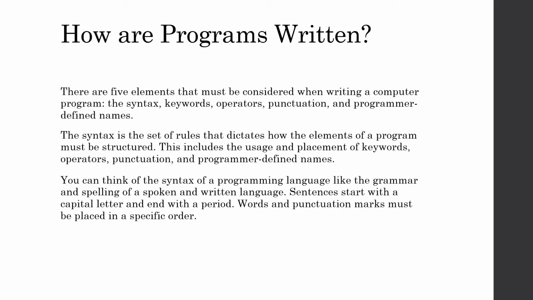Okay, so now that we've considered a little bit about the different areas of programming, we understand a little bit about the what and why. Now we'll talk a little bit about how programs are actually written. Whenever you're writing a computer program, there are going to be 5 elements that you should consider. These include the syntax, those rules that I mentioned before, and then keywords, operators, punctuation, and programmer-defined names.